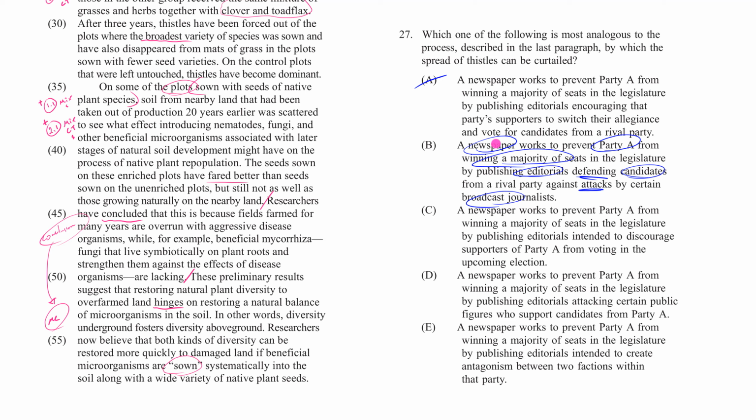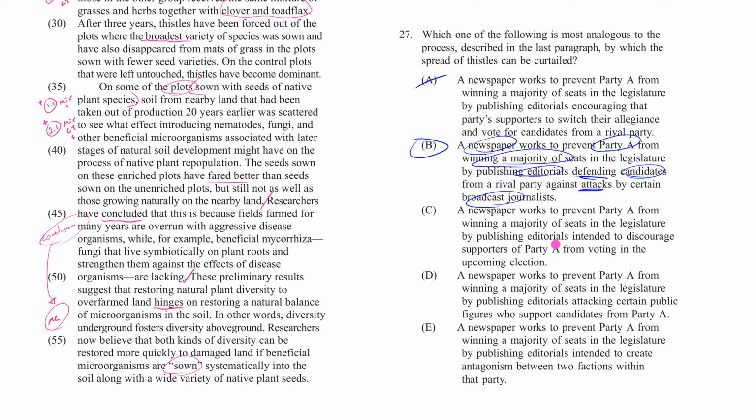So these researchers, what did they do? They introduced beneficial mycorrhiza to help defend the good plants. That's what they did when they scattered the soil onto these plots. That is akin to publishing editorials because the soil contains good microorganisms. That's akin to publishing editorials which defend our good plants from attack by the bad microorganisms. Okay, so B matches really well. Again, newspaper is the researchers, party A is the thistle, the weeds, from dominating by scattering the soil which contains the good microorganisms which defend our good plants, our native mix of grasses and herbs, from attack by the bad microorganisms. B's really good.